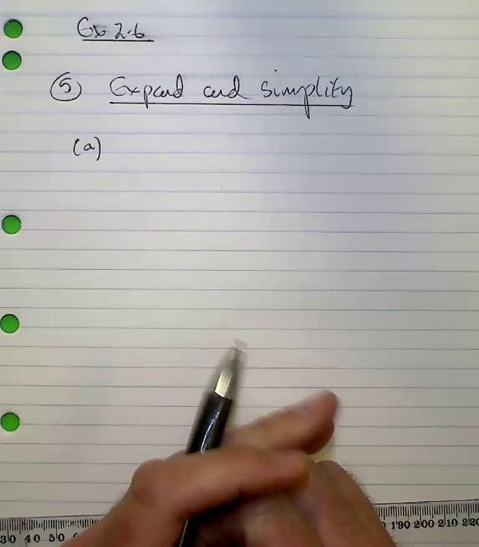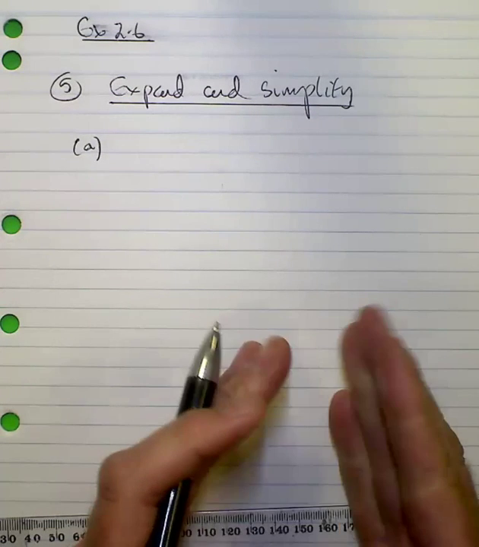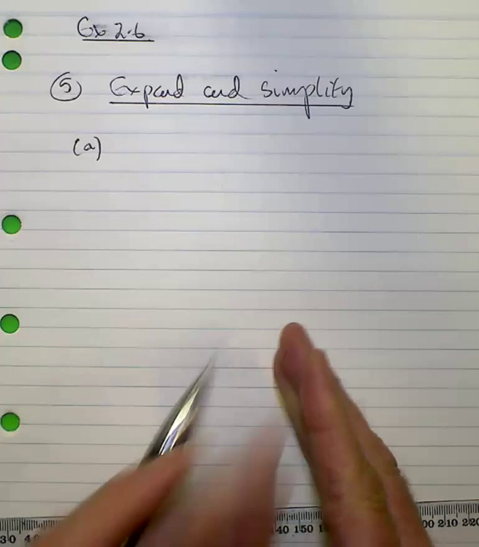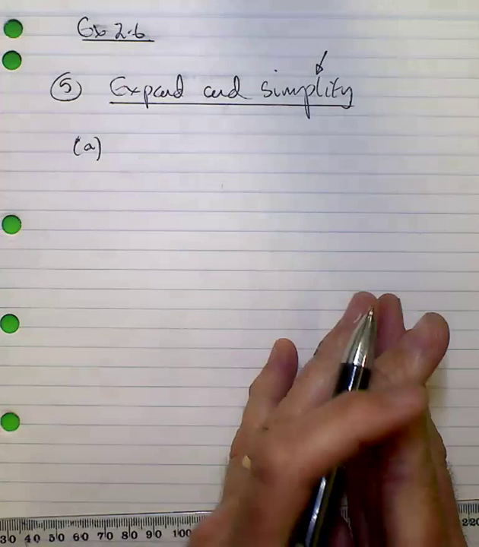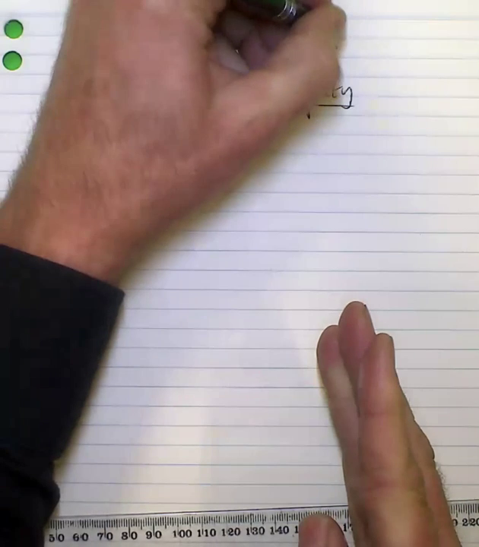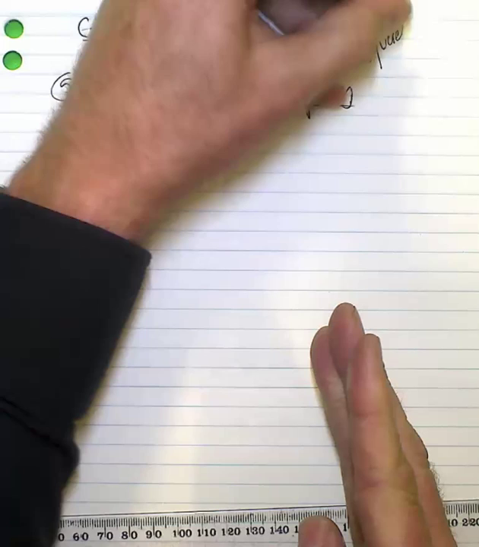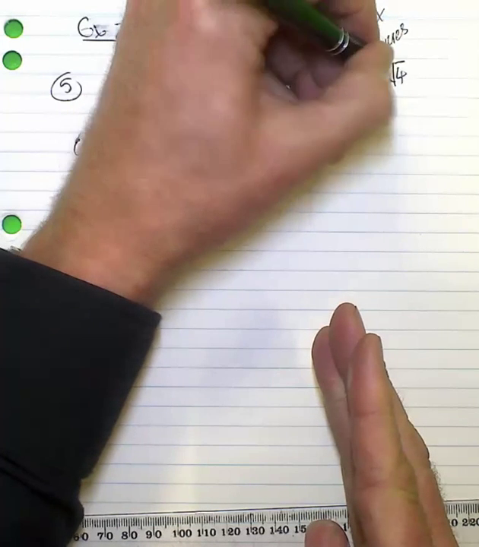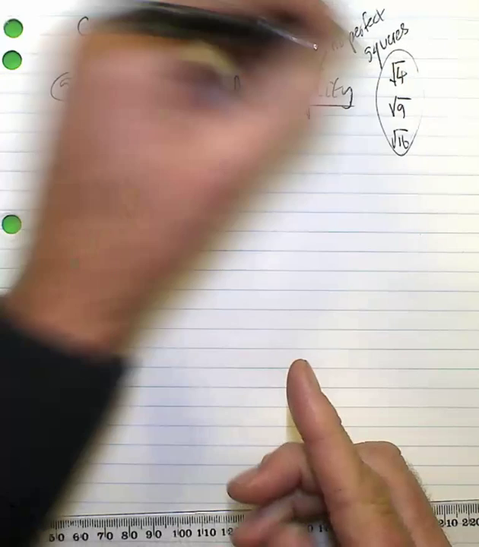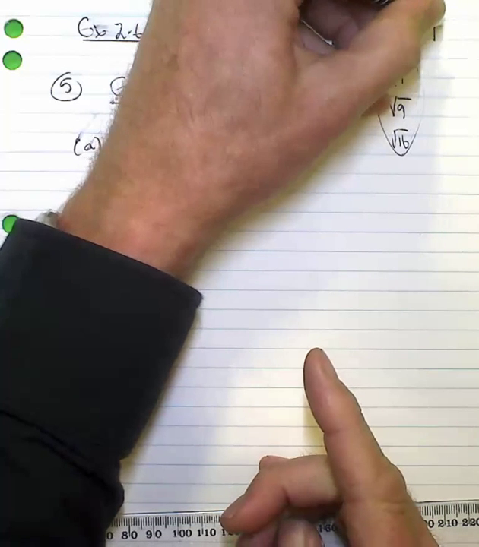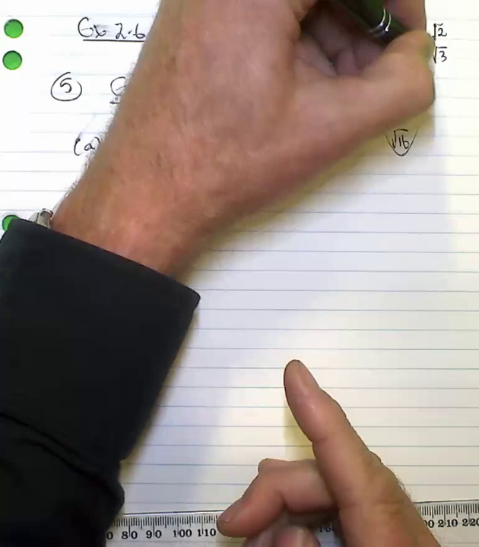Now in exercise 2.6, you're asked to expand and simplify the terms containing surds. Now when it says simplify, that means to reduce the surdic term, so you've got no perfect squares. So you've taken out things like the square root of 4, square root of 9, square root of 16, etc. And you'll find you'll be left with the square roots of numbers that aren't perfect squares.